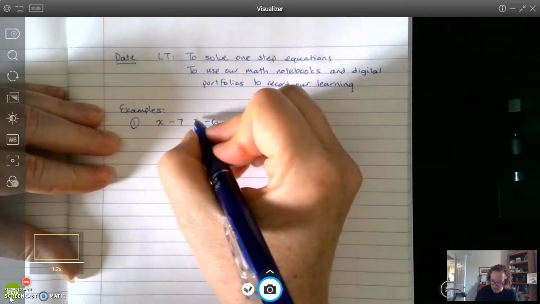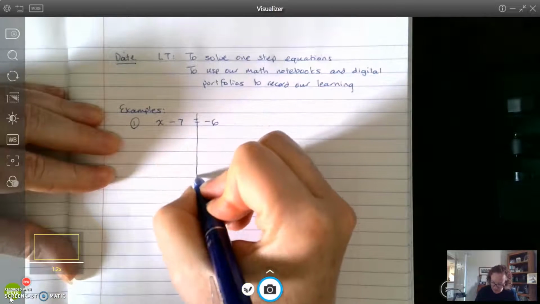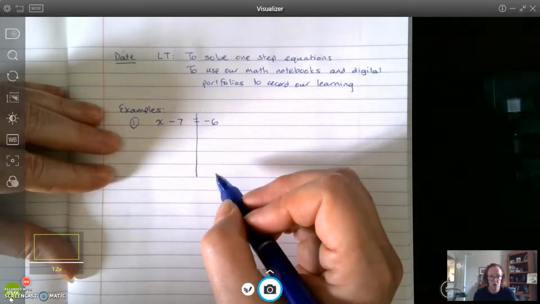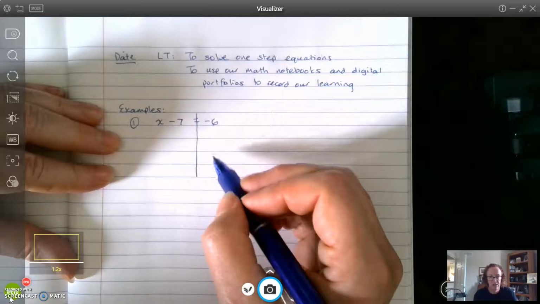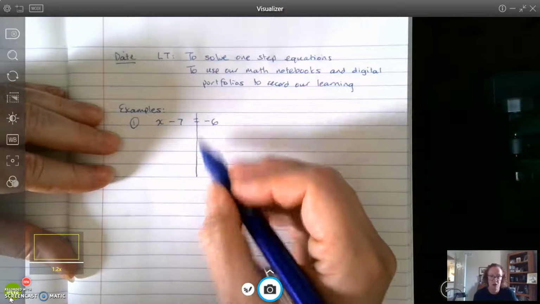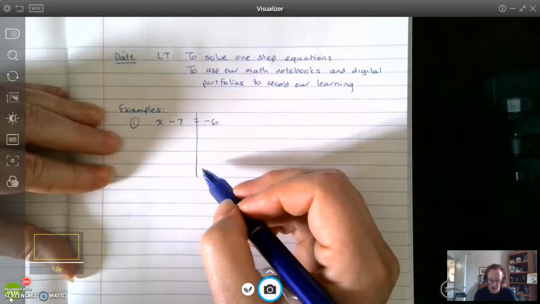And many of you like to draw a line down the middle. That line to me is optional, but it does help you keep your work organized, and a lot of teachers like to see that line. I'll tell you the things that are optional and things that aren't optional at the end.